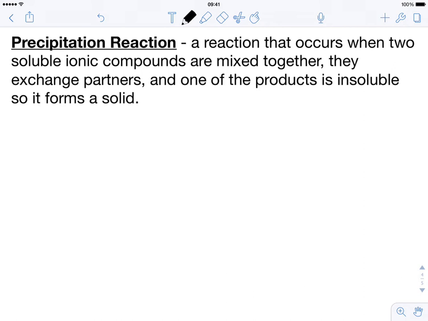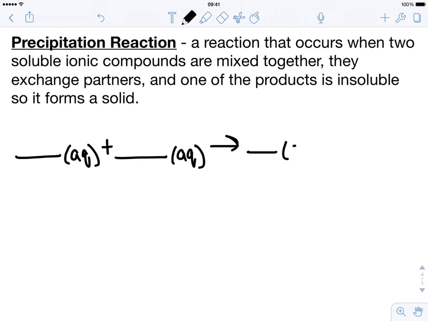What that basically means is that in a precipitation reaction, when chemicals in a solution react, one of them forms a solid. So they'll basically always have the form of some kind of compound that's aqueous combined with some other kind of compound that's aqueous, and they yield one product that's insoluble, meaning it forms a solid. It cannot dissolve in water, so it forms a solid, and this solid is also called a precipitate. The other product is going to be aqueous. It's going to stay dissolved in water.